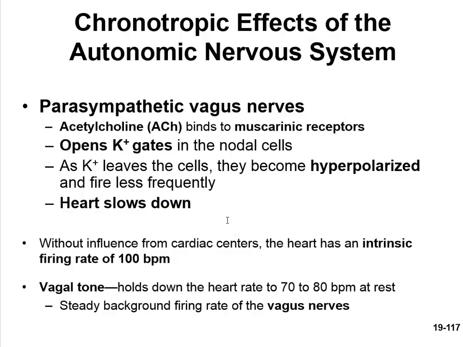Whereas with the parasympathetic nervous system, it uses acetylcholine to bind to muscarinic receptors, and this has an influence on the calcium gates. It causes, as calcium leaves the cell, they become hyperpolarized and then fire less frequently and slows down the heart.